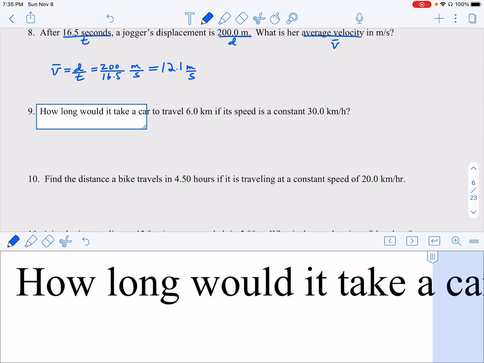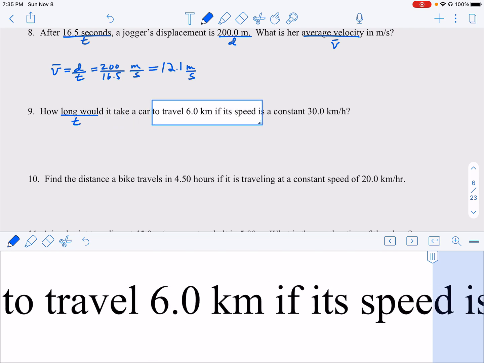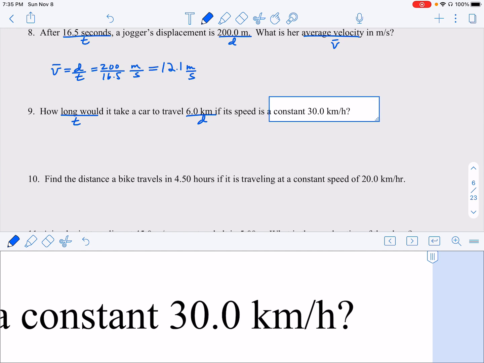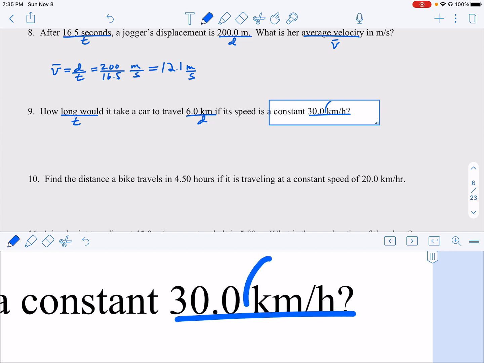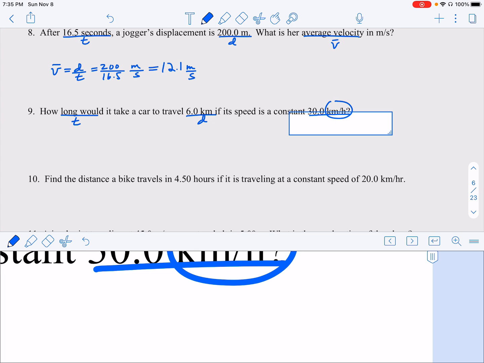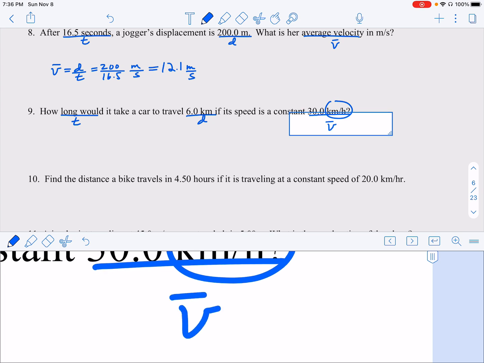Okay, next, how long would it take? When I say how long a time would it take, I'll be more specific. So the time is question mark. 6 kilometers, that's displacement. Speed is constant. Okay, so I can tell this is velocity because it's like meters per second, but it's kilometers per hour. Now, if the speed's constant, that's the average speed. I don't have to do any other calculations.